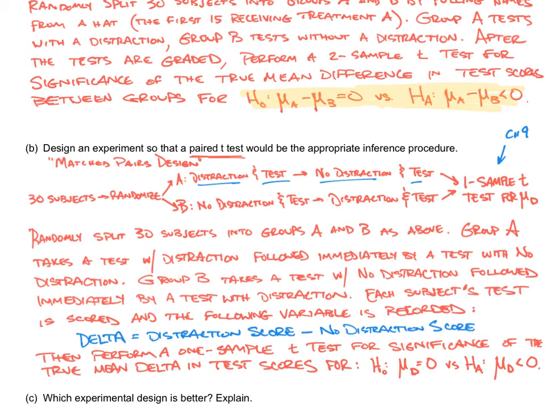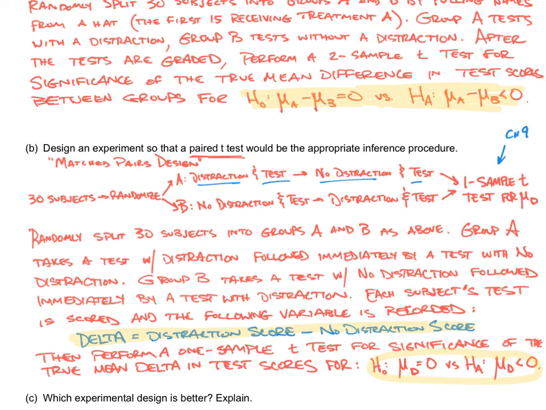All right, folks, that's a long description of this test, but very thorough. First of all, here we've got the definition of this measurement, delta, the distraction score minus the no distraction score. And then when we perform a one sample t-test for significance of the true mean delta in test scores, we have these two hypotheses. The null is that the mean delta is 0, meaning there's no difference, versus the alternative where that delta is less than 0 because we are subtracting the no distraction score from the distraction score.